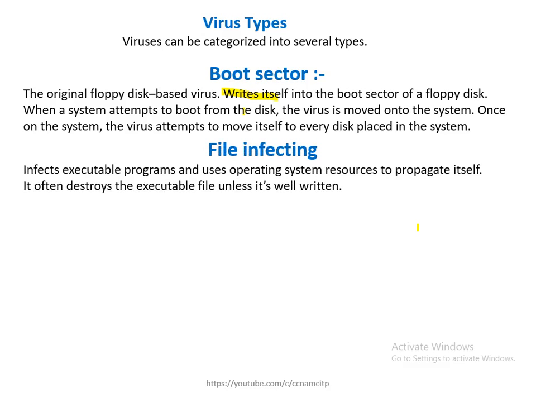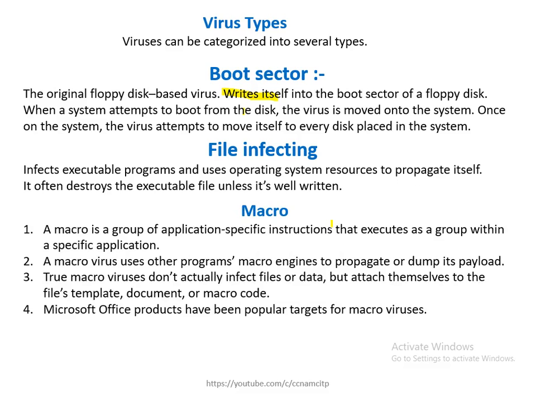The next one is the file infecting type of virus. So what happens in this? It infects executable programs and uses operating system resources to propagate itself. It often destroys the executable files unless it is well written. So it is a virus type in which there will be certain executable programs, and they will target those kinds of programs or applications, only those that are executable.